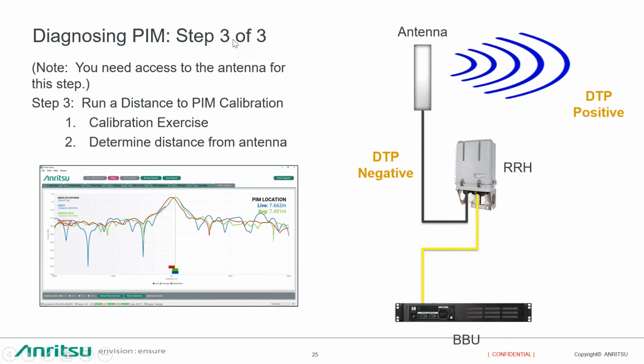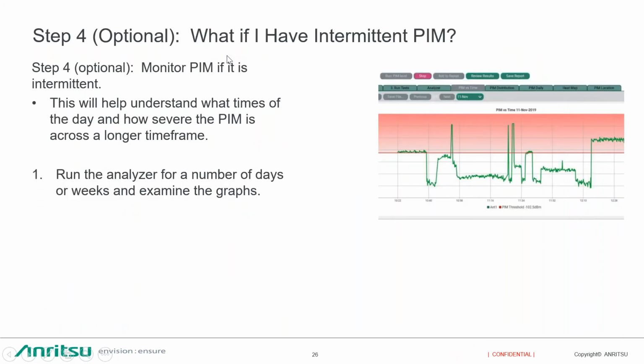Now, there's a fourth step here, which I'm calling optional: what if I have intermittent PIM? PIM sources can be kind of insidious. They can kind of be tricky. Intermittent PIM can be very tricky. It doesn't happen all the time, but if it happens a lot in your network, monitoring PIM is one way to see when PIM happens and how severe it can be.